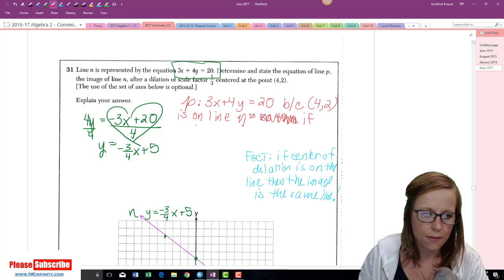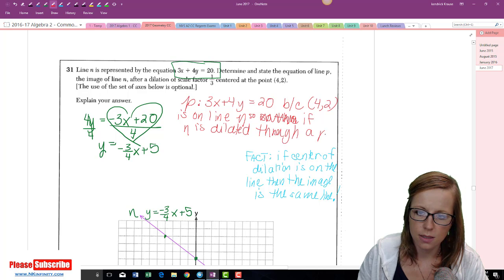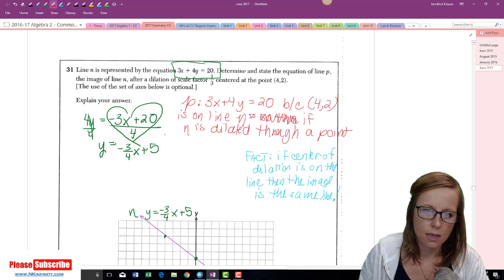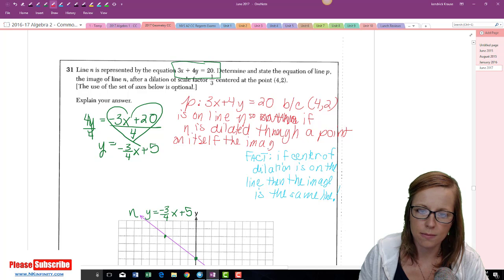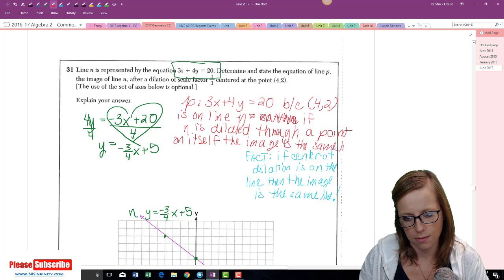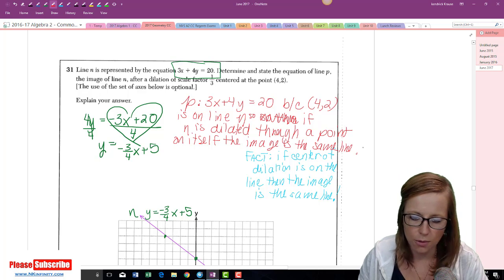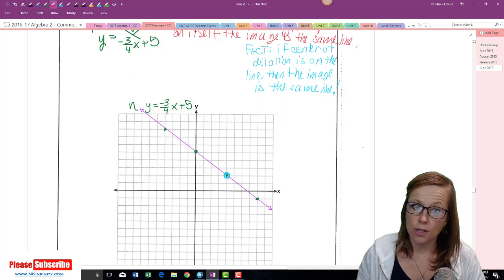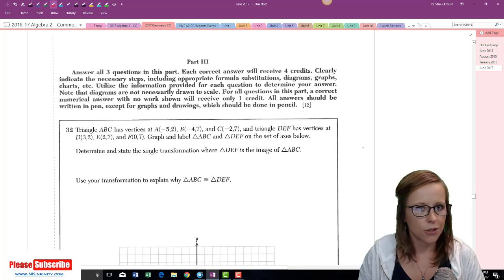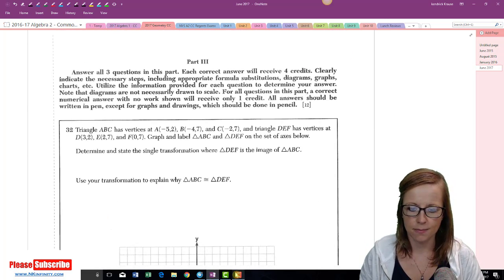so if N is dilated through a point on itself, the image is the same line. Or itself, whatever you want to say. So that's actually a really good question. It's just testing one tiny fact.